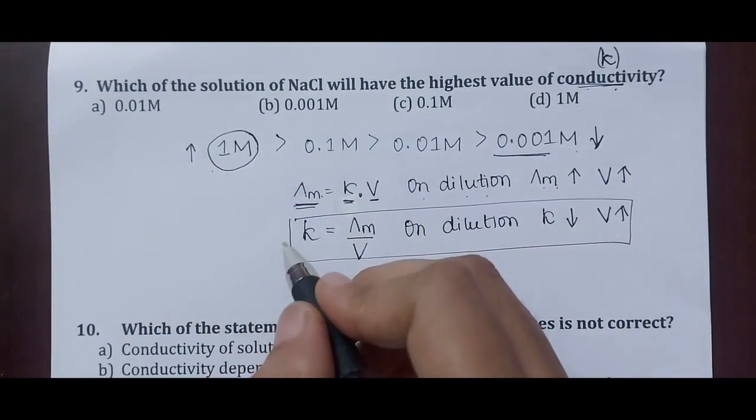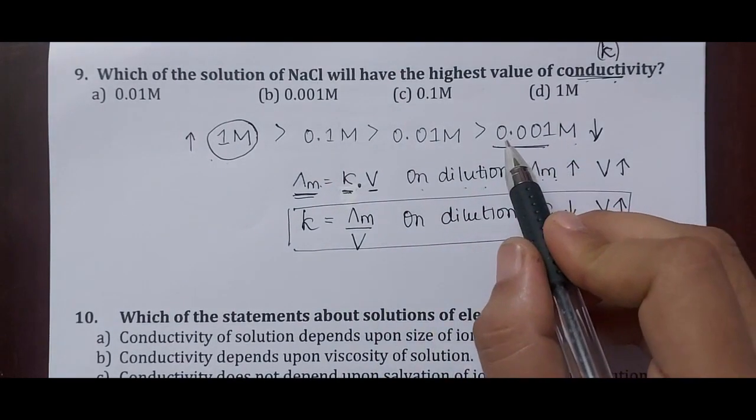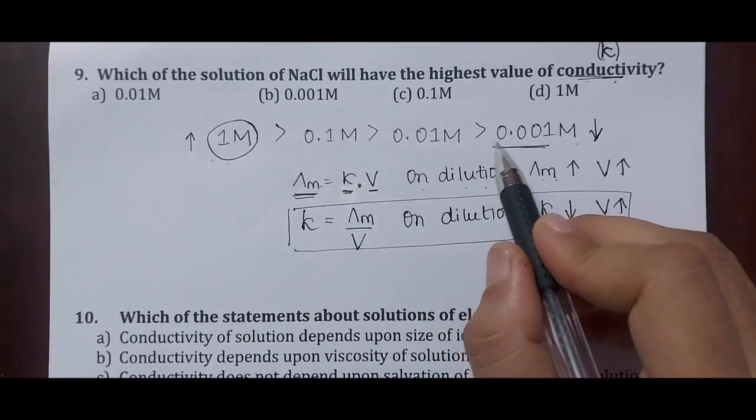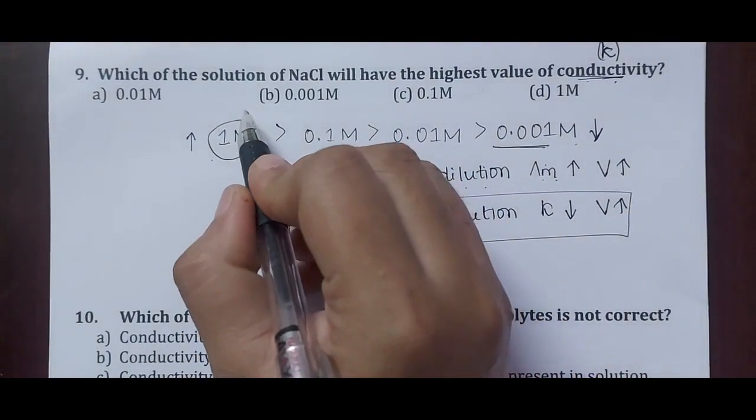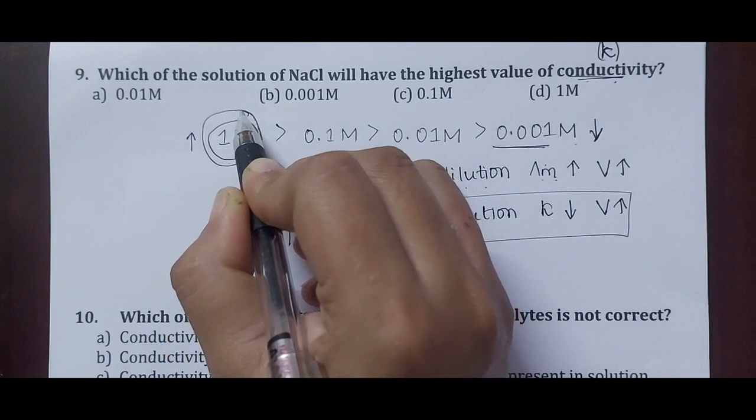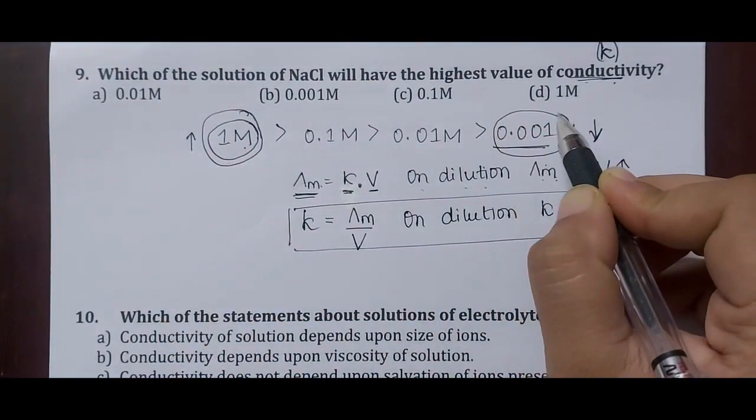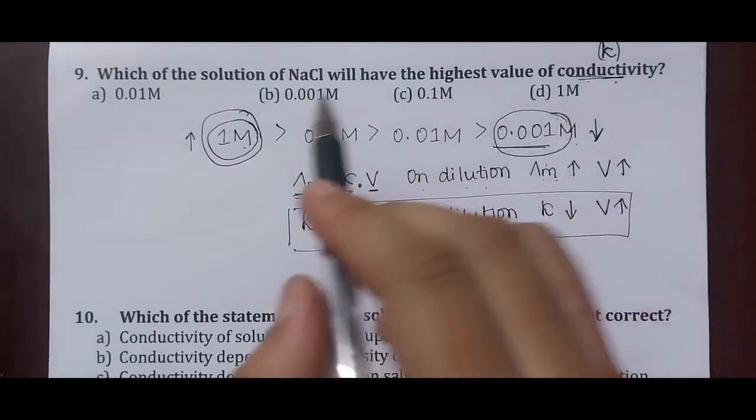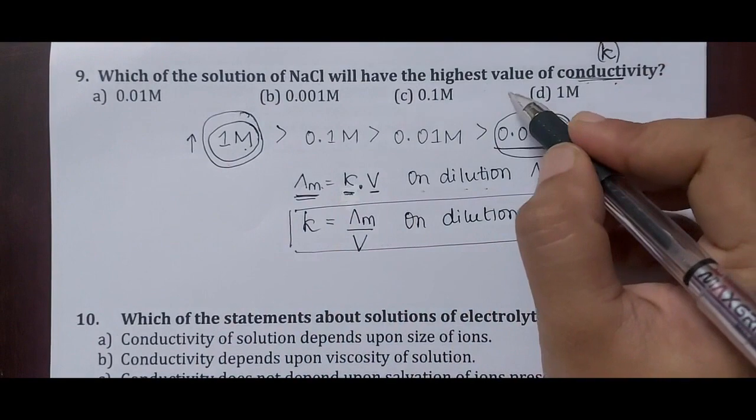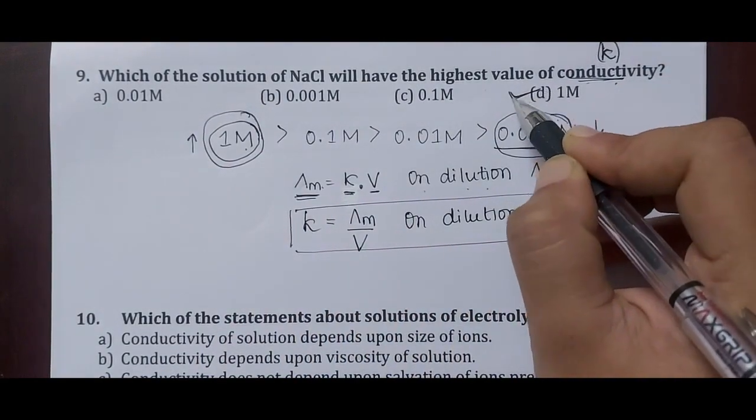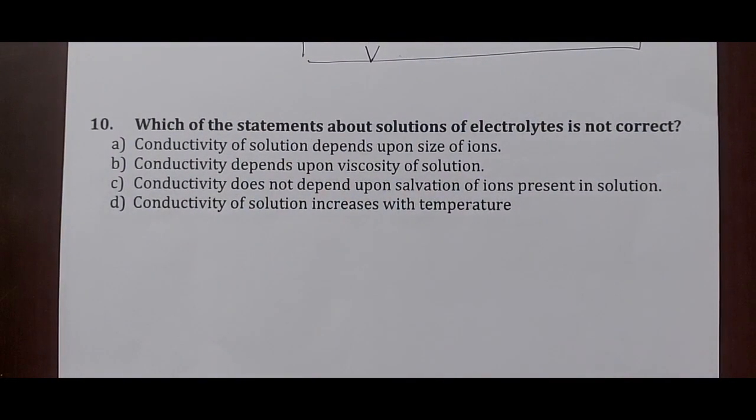And the reason for this is, when you dilute the solution, the number of ions carrying current per unit volume decreases. So the number of ions carrying current per unit volume is greater in 1 molar than that of 0.001 molar. So the solution of NaCl which will have the highest value of conductivity is 1 molar, and option D is the correct answer. Question number 10.